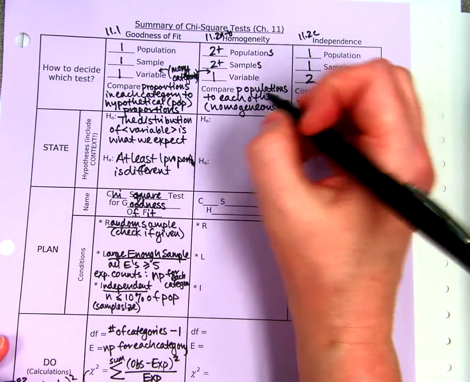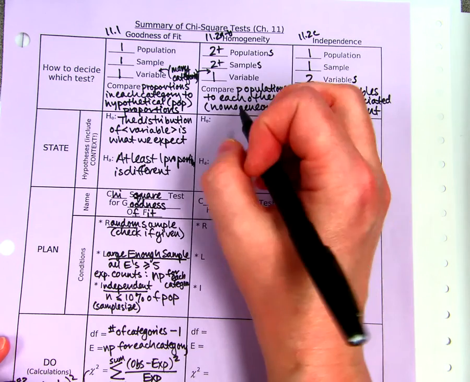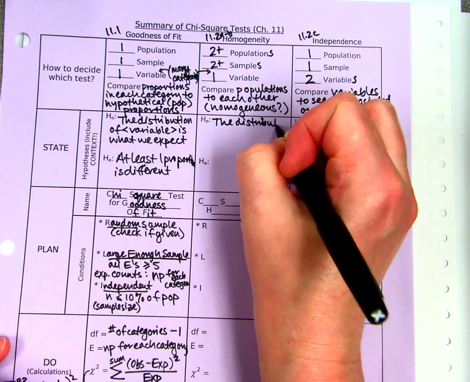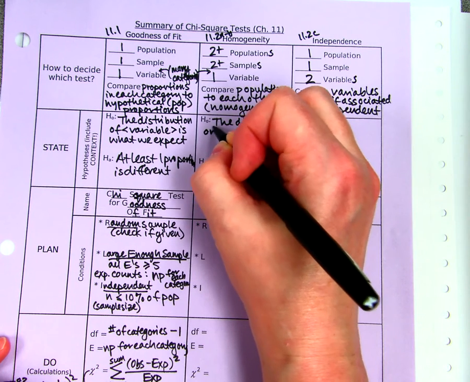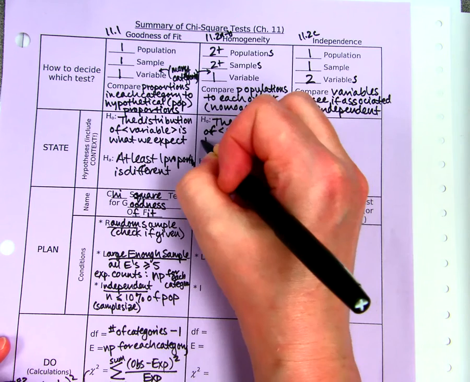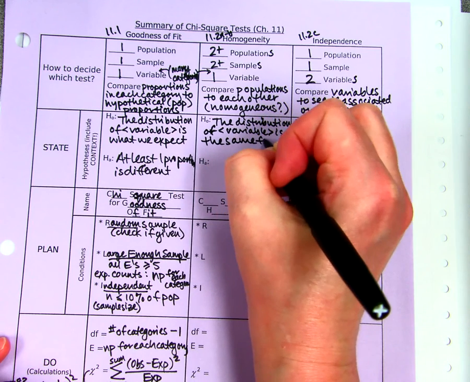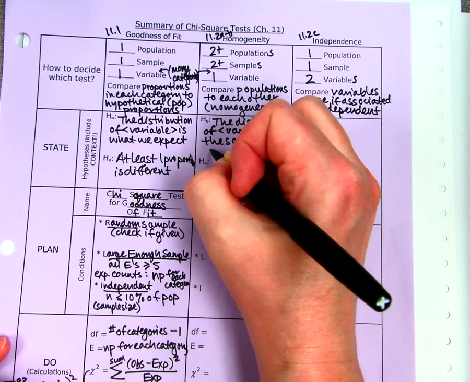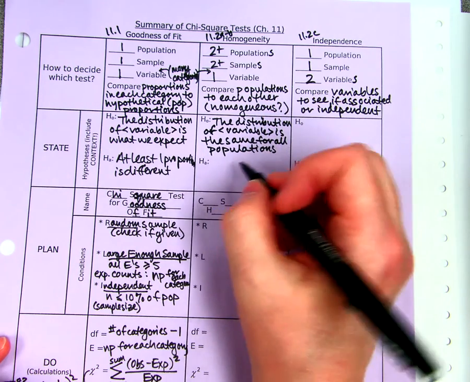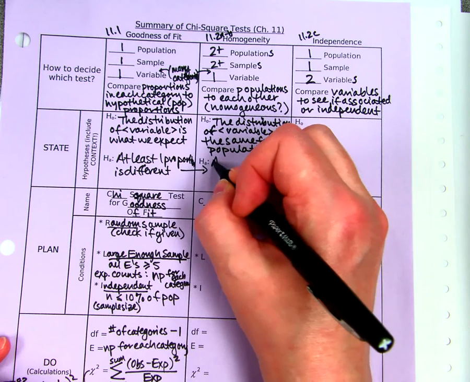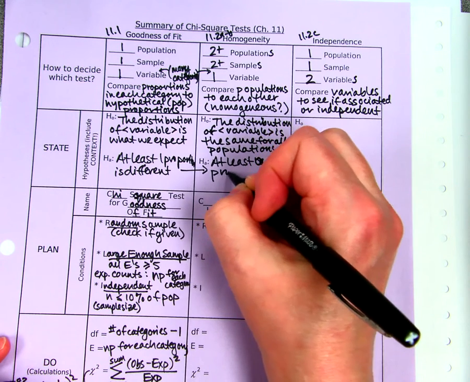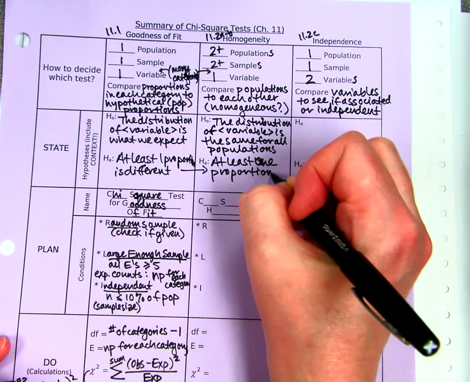So the hypotheses for a homogeneity test are the distribution of whatever variable you've got is the same for all populations. And of course, you would want to name what your populations are. And the alternate is the same as for goodness of fit. It's that at least one proportion is different. You don't have to write it again if you don't want to.